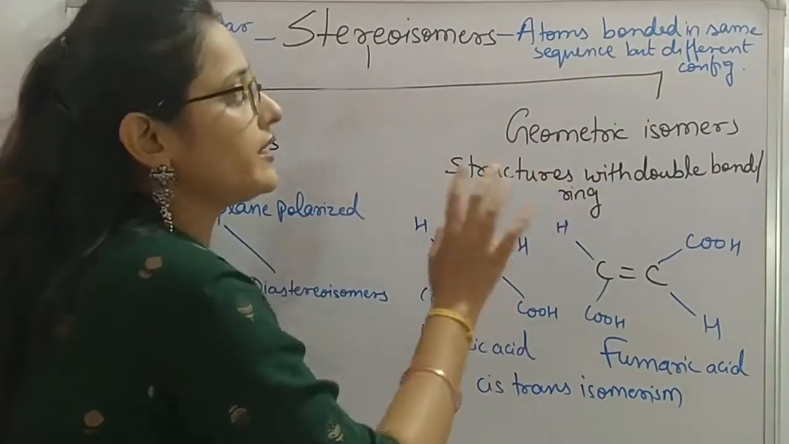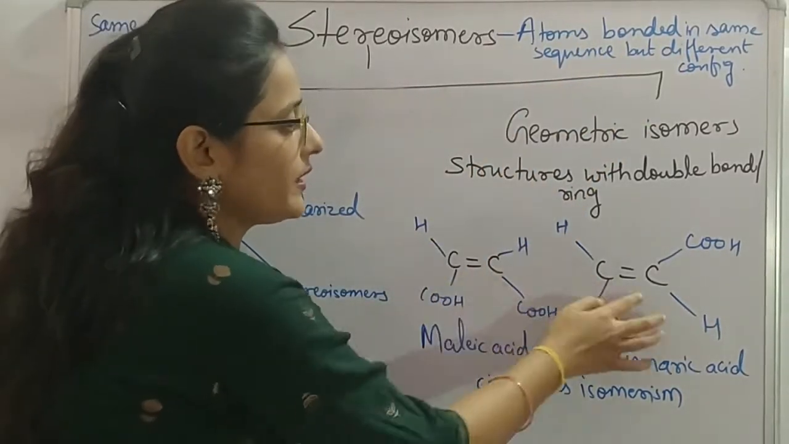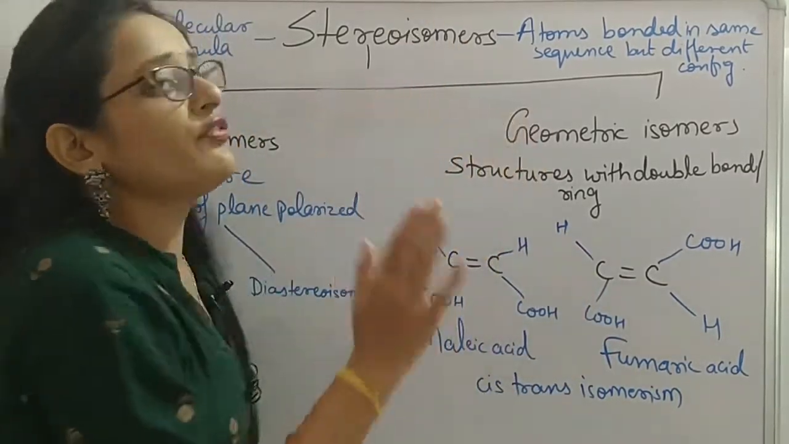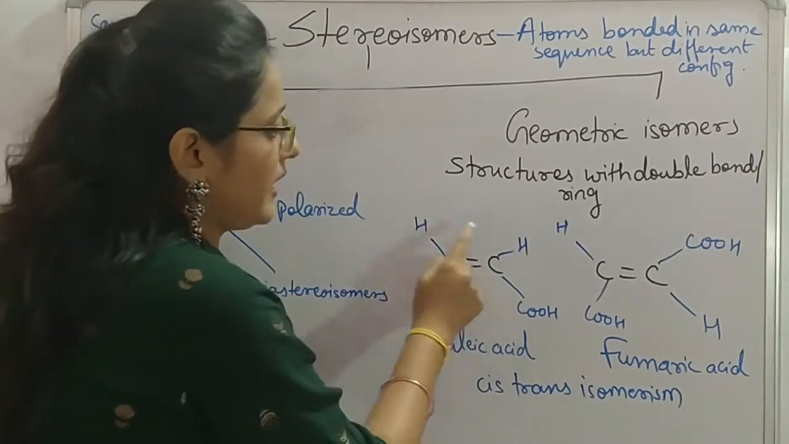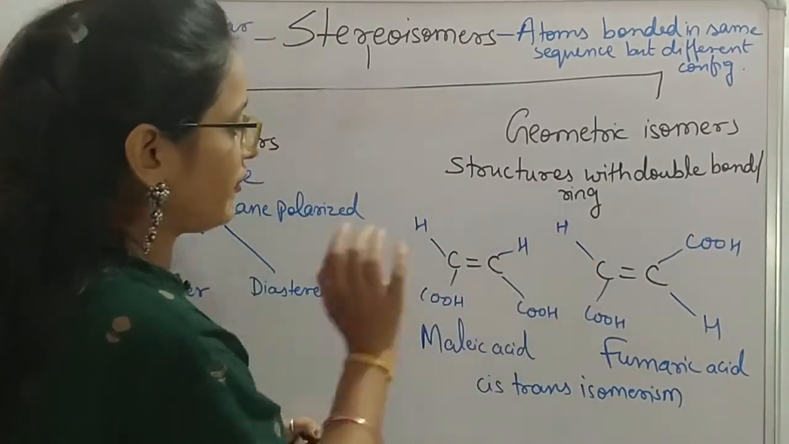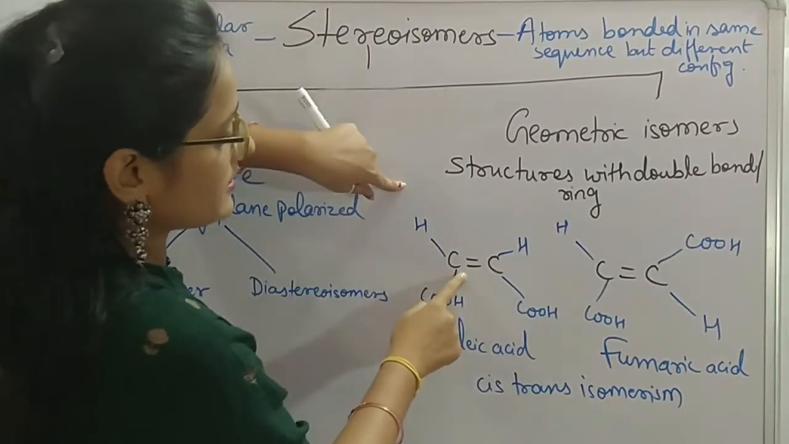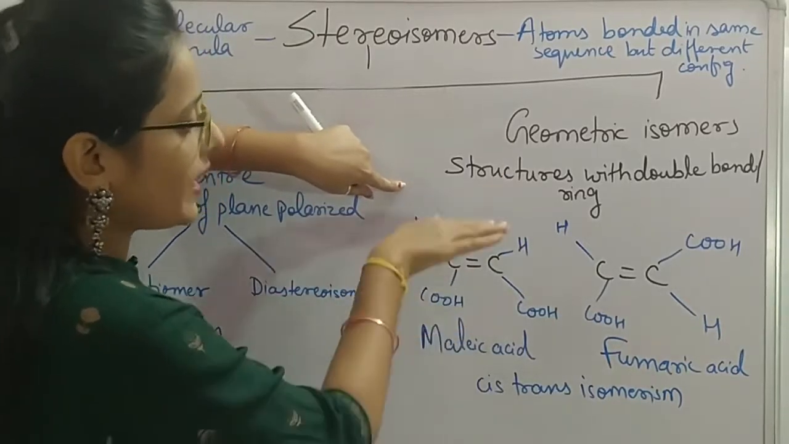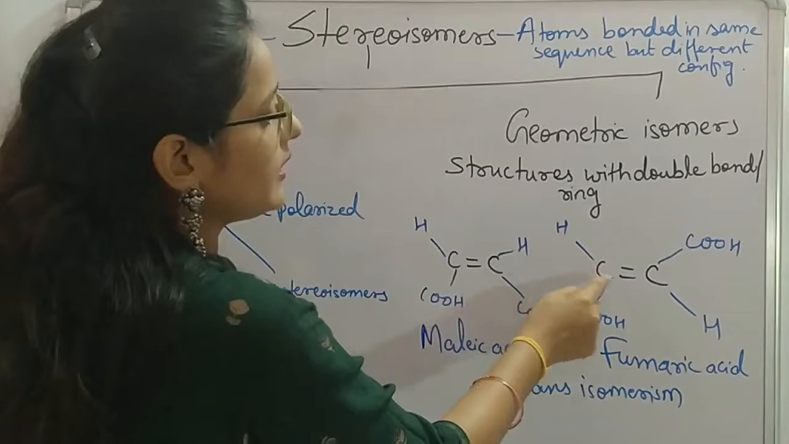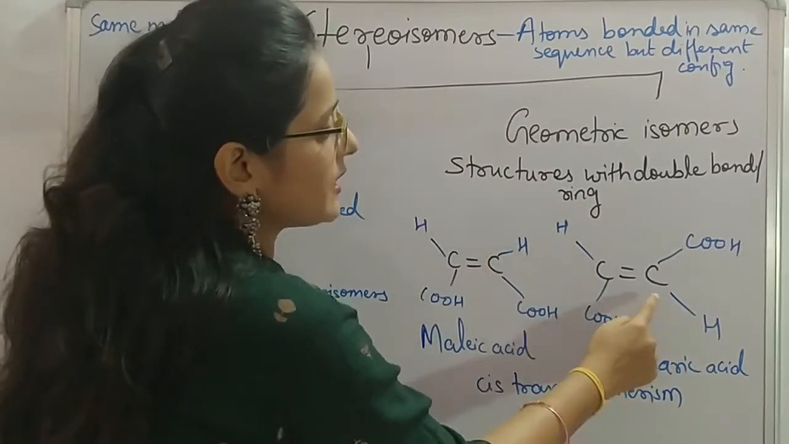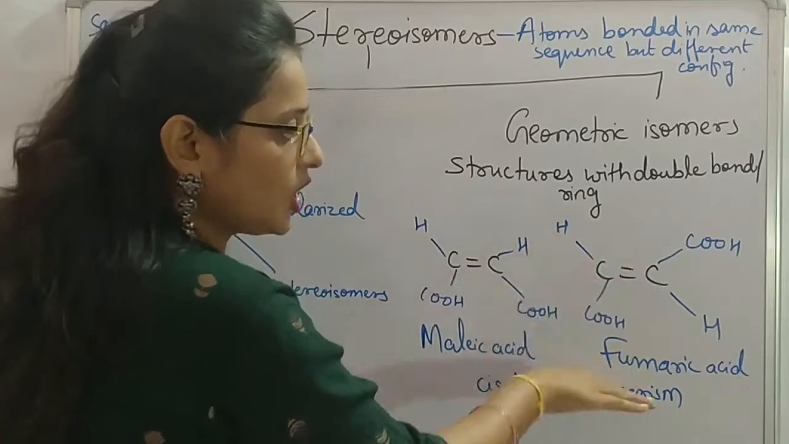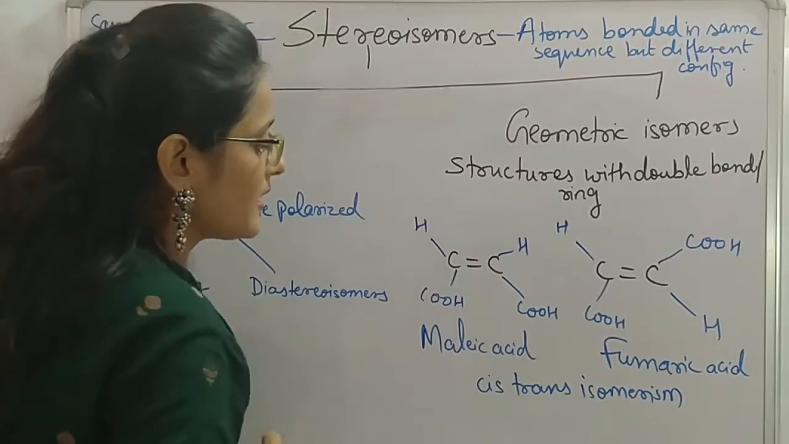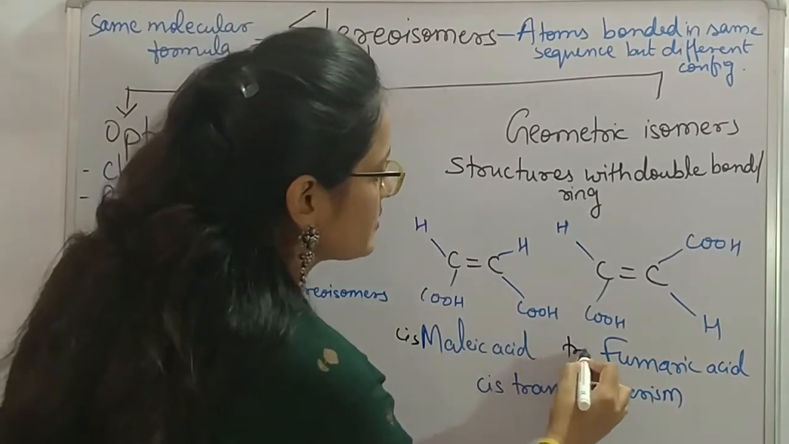Then they have same atoms bonded in same sequence. That is, carbon atoms are bonded in same sequence. The main chain is composed of C double bond C. But they have different configuration. That is, the side atoms H and COOH are arranged differently. Over here, this carbon double bond carbon is having H; both the H are on the upper side and COOH is on the lower side. But over here, on the upper side, this carbon is having H and this carbon is having COOH. Similarly, on the lower side, this carbon is having COOH and this carbon is having H. So this is cis malic acid and this is trans malic acid.